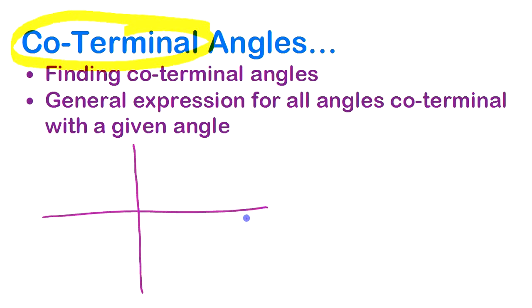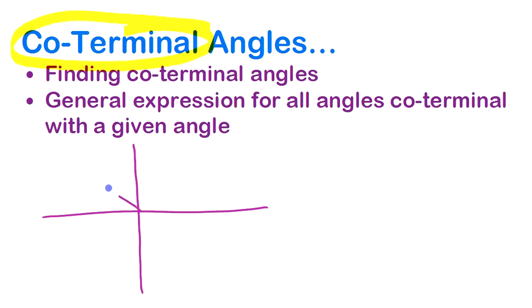All right, we're going to turn now to looking at coterminal angles and what that term means. When you talk about two angles that are coterminal with each other, what you're talking about is angles that end in the same position. They have the same terminal arm.